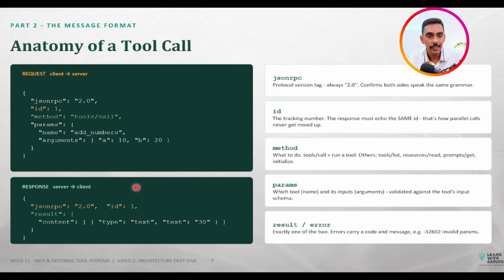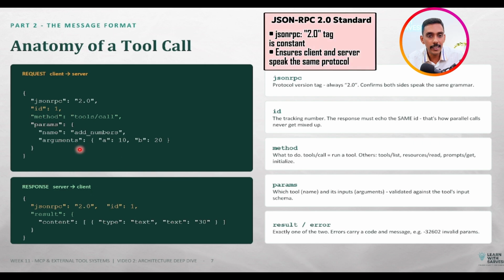The first line, we're going to code JSON-RPC: 2.0. This is just a version tag. It's always 2.0. It confirms both sides speak the same grammar, the same language. You will never change this value.